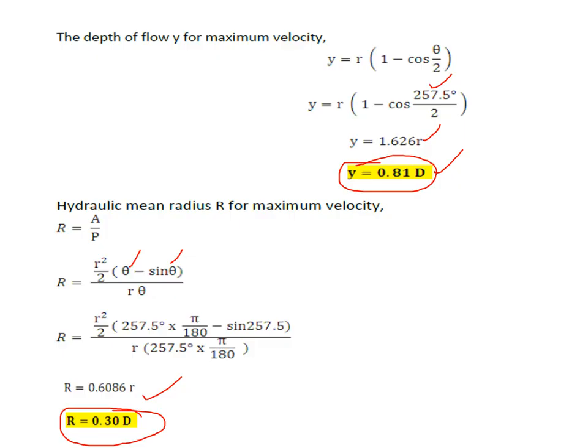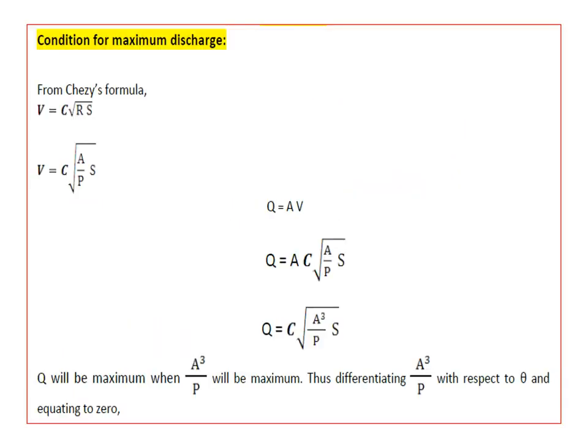Similarly, we'll solve for maximum discharge condition. Using the same formula, Chezy's formula, V is equal to C root RS. So V is equal to C root of (A by P) S. But we want the condition for discharge. So Q is equal to A into V. So you substitute V here, and now you can bring this A inside. So A cube by P.